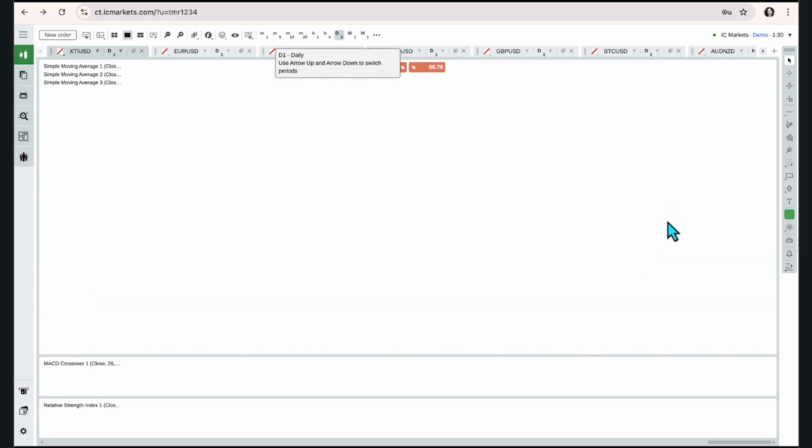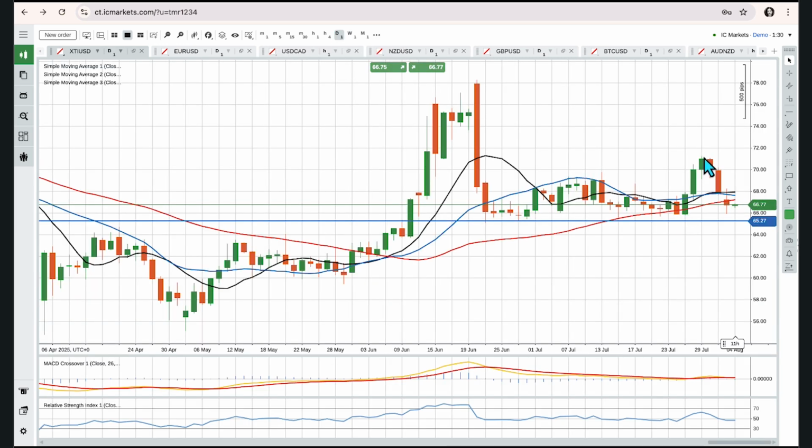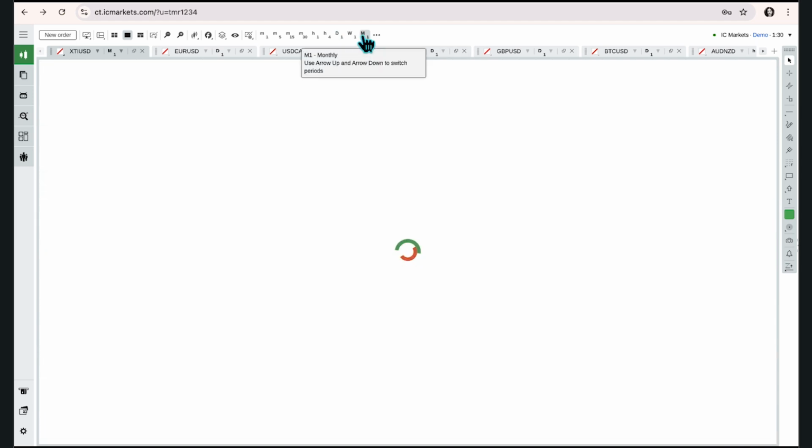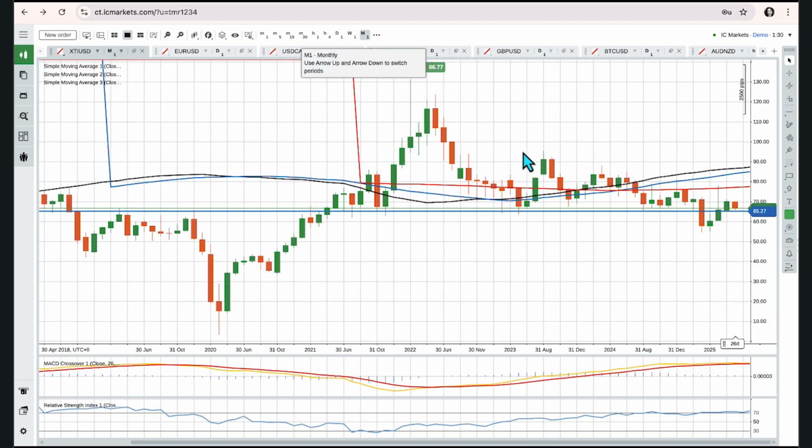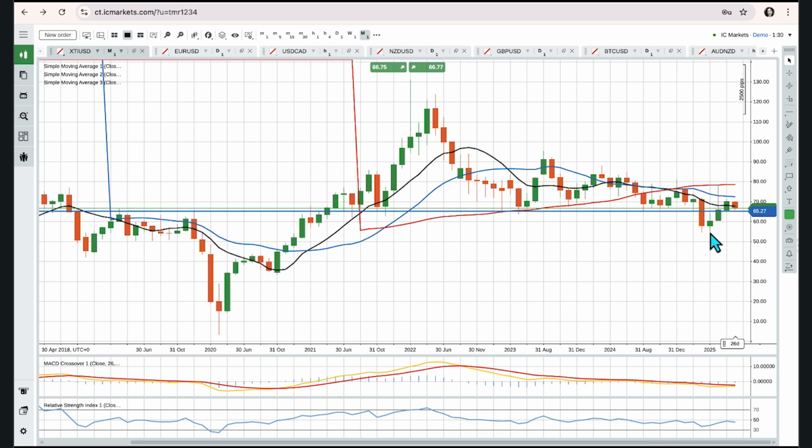So if we have a look here on the daily chart, we can see that the daily has printed a higher high. So I'd like to see lower highs coming back into this market and the sellers pushing on this level. If we take a quick look here on the monthly chart, we can see that the monthly is in a downtrend. We had a sharp and strong pullback over here toward the 80 level, but we haven't been able to break this previous high, therefore keeping the downtrend intact.